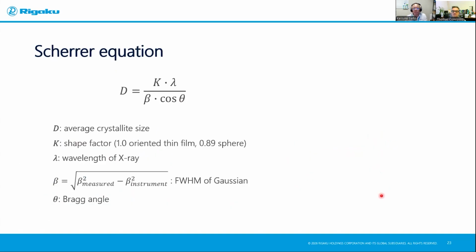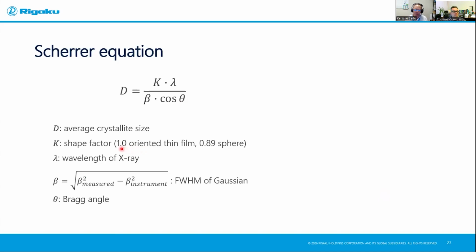So most of us may know already. So D, crystallite size, equals K lambda divided by beta cosine theta, the Bragg angle. Beta is the peak broadening. For thin film, because it's typically oriented, and also typically the shape of the crystallite or grain is not really a sphere, especially when the film is oriented, the shape factor should be 1.0.